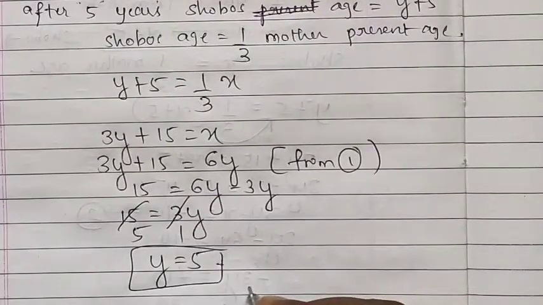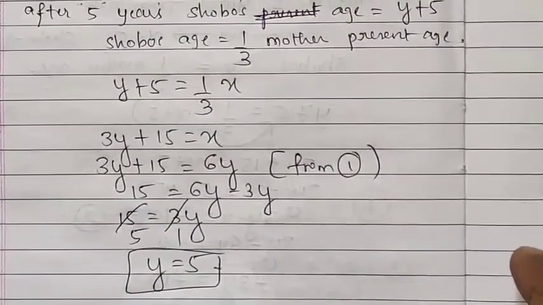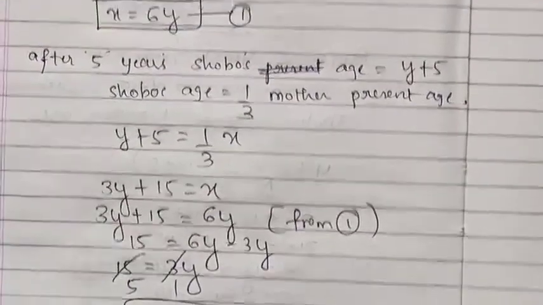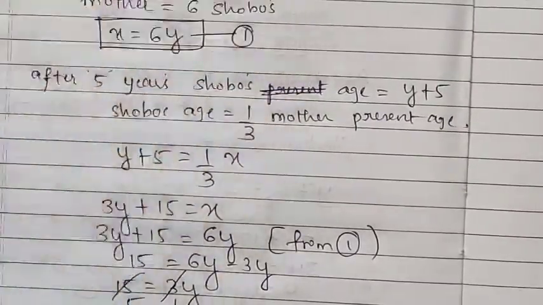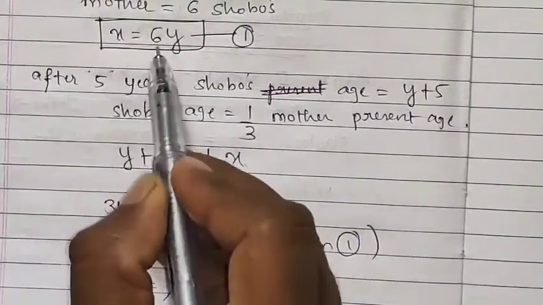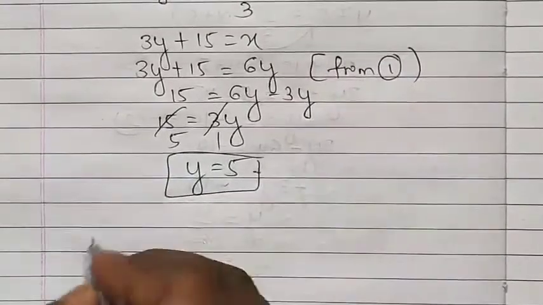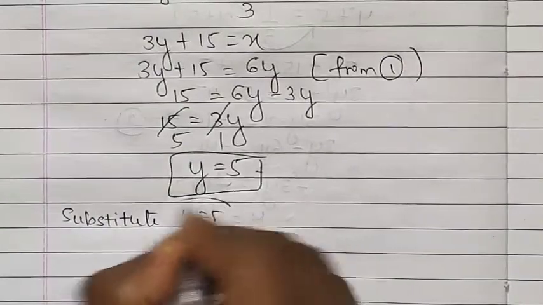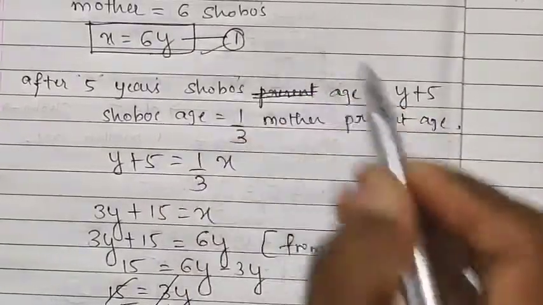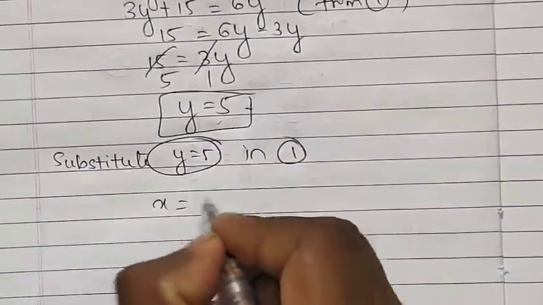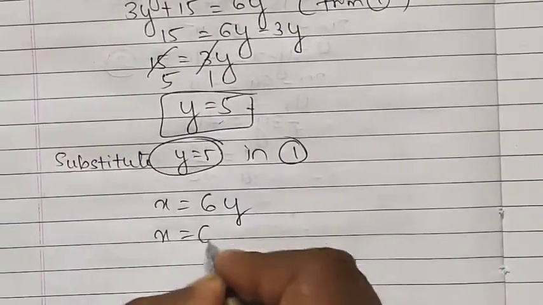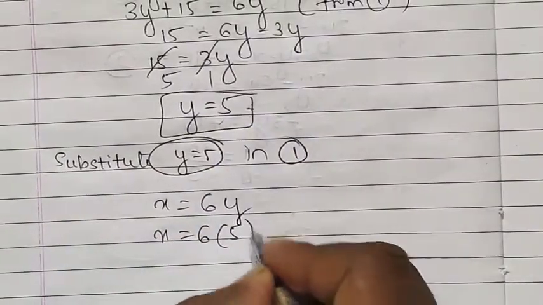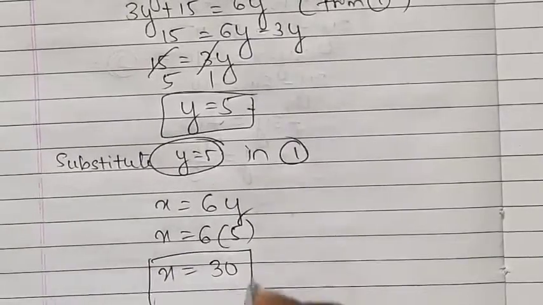After getting Shobo's age, let's calculate the mother's age also. From equation number 1, x is the mother's age. We want to calculate the x value. Substitute y equal to 5 in equation number 1. What is equation number 1? x is equal to 6y. x is equal to 6 into the y value, which is 5. 6 fives are 30. It means x is equal to 30.